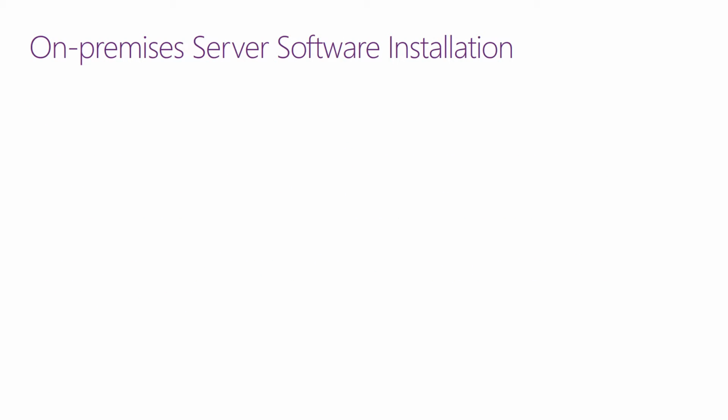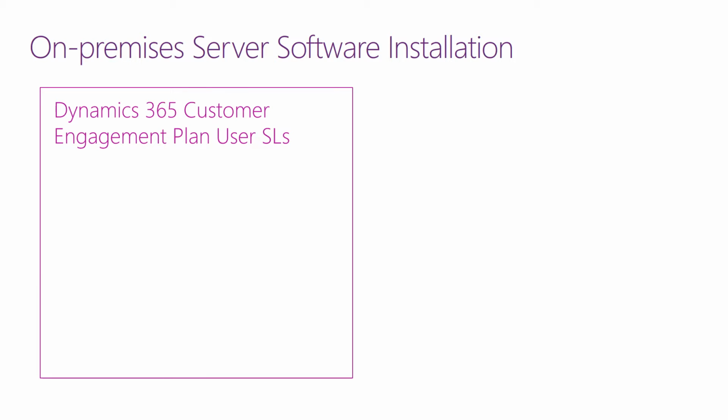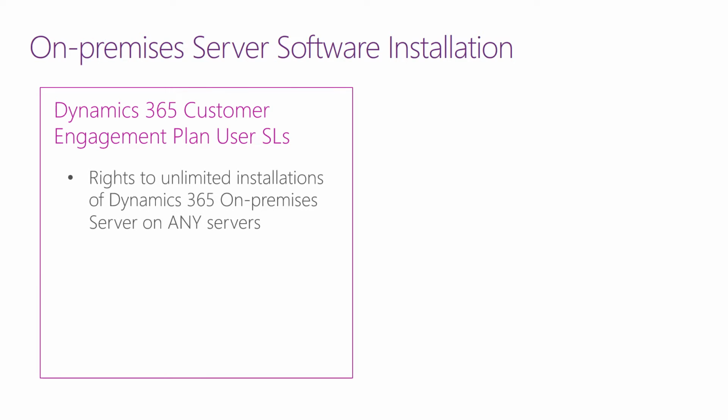The first USL I want to take is the Dynamics 365 Customer Engagement Plan USL. This gives rights to install the Dynamics 365 on-premises server product as many times as required in physical or virtual infrastructures on any servers used by the customer. This could include servers owned by service providers which are shared by several customers.